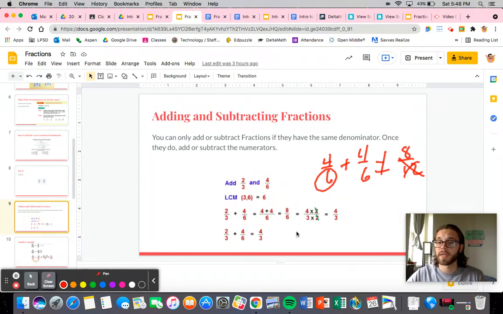Now, that being said, you are ending up with 8/6. You should simplify that as much as possible, right? They both have a 2 in them, so you can take that out, and you get 4/3. Please remember to simplify if possible.